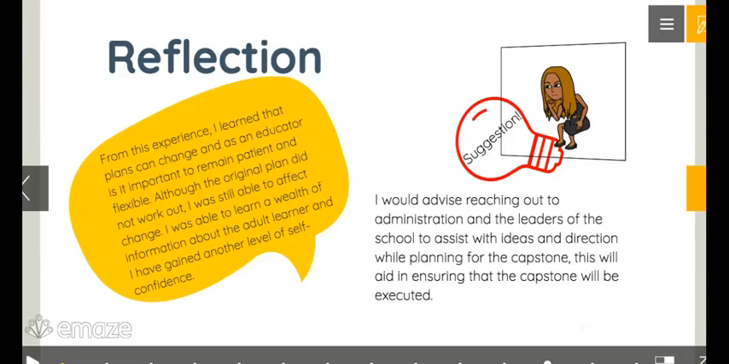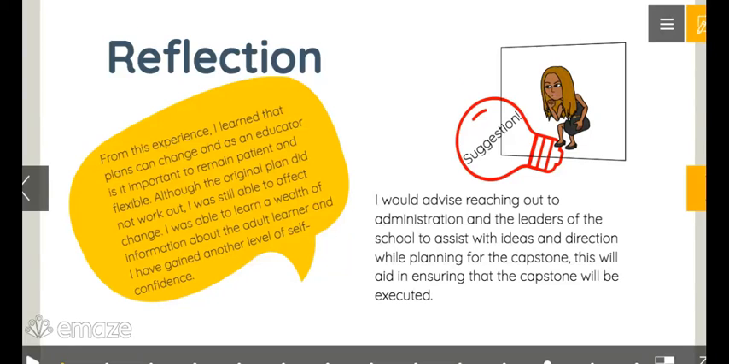From this experience, I learned that plans can change, and as an educator, it is important to remain patient and flexible. Although the original plan did not work out, I was still able to affect change. I was able to learn a wealth of information about the adult learner, and I've gained another level of self-confidence.